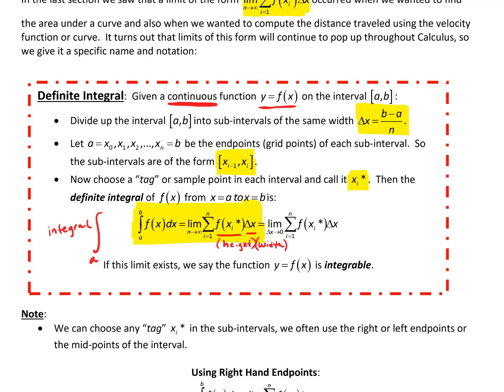These bounds, called limits of integration, a and b, are telling me the interval on which we're looking. And then what is the function and what are we integrating with respect to? So we've got all kinds of little new notation to work with here, but it is really giving a name to that area that we've already defined.